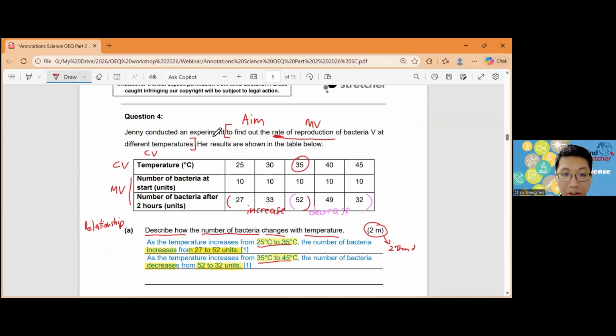Sorry, I just need to answer this student's question. If I don't include the temperature here, it doesn't make sense in my answer. Think about it. If I just write as temperature increases, number of bacteria increases, then I write as temperature increases, number of bacteria decreases, then I do not know when that happens. So I need to be very specific, at least on the temperature.